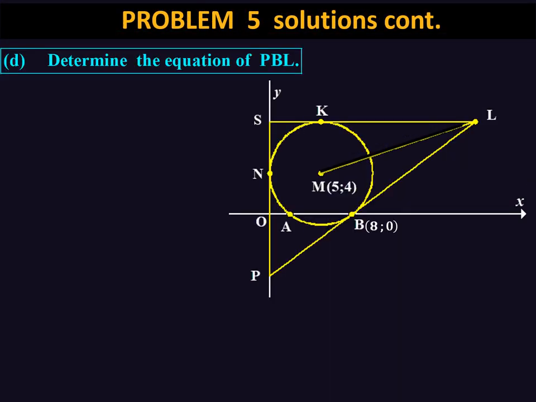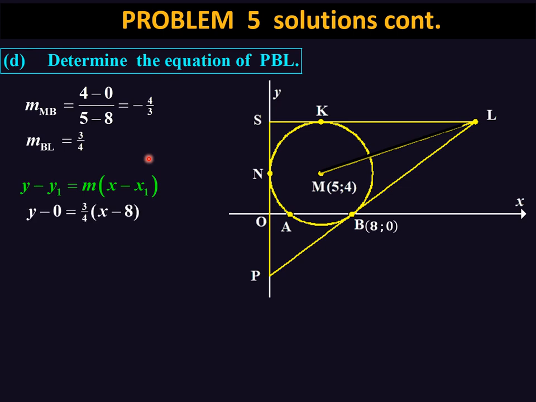Now let's look at question 5D. Determine the equation of PBL. Let's see, where's PBL? That's the tangent. Very standard procedure. Find the gradient of the radius, then use it to find the gradient of the tangent, and then just find the equation. Gradient of the radius is -4/3, which is the gradient of MB. And the gradient of BL is going to be the negative reciprocal of that. So that's negative, this becomes positive, and the reciprocal of that is 3/4.